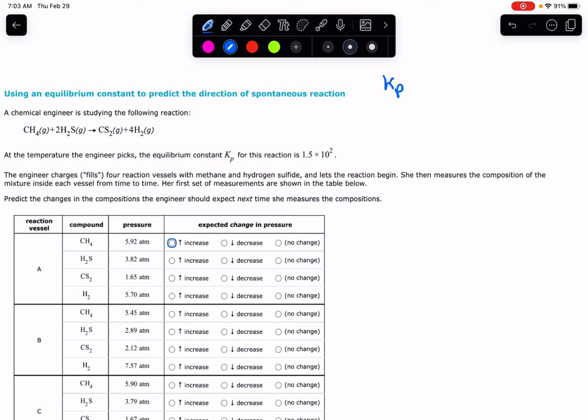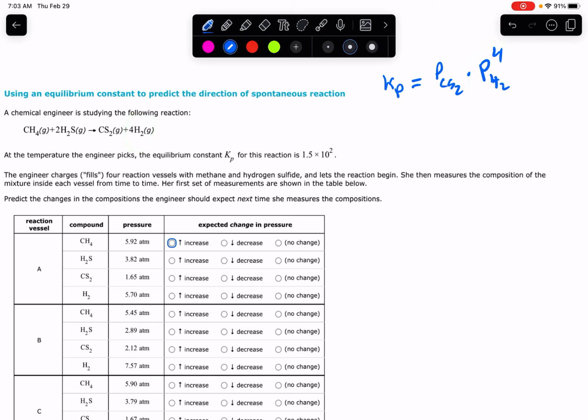So right off the bat, just for my own peace of mind, I'm going to write what my Kp expression is going to be. Remember, it's products raised to their coefficients over reactants raised to their coefficients. So I'd write it as P CS2 times P H2 to the fourth. And again, just as a gentle reminder, this right here becomes this right here.